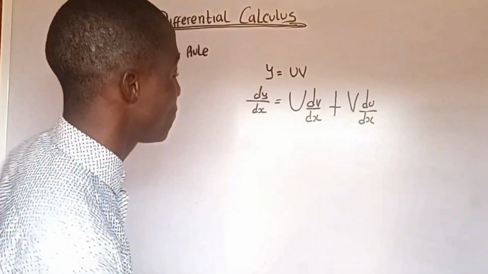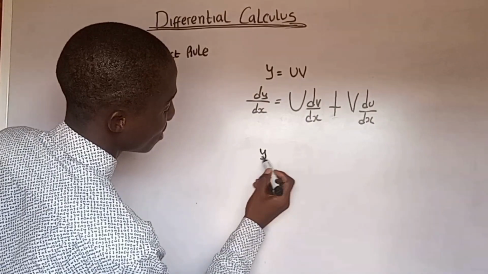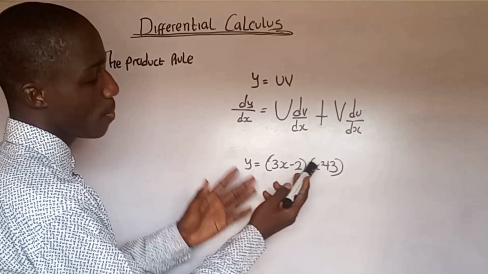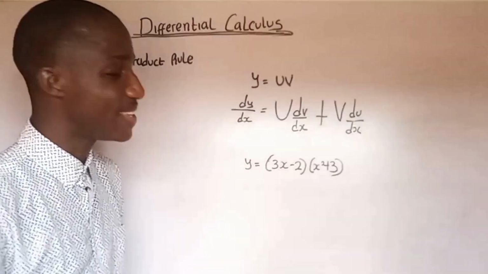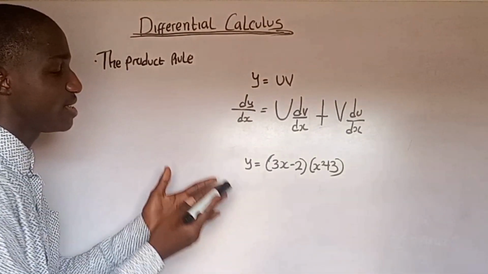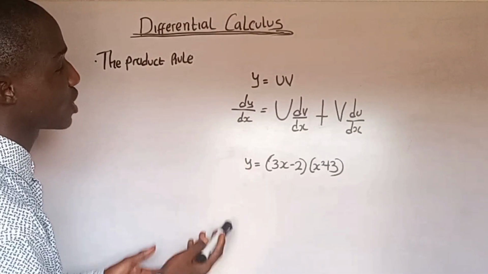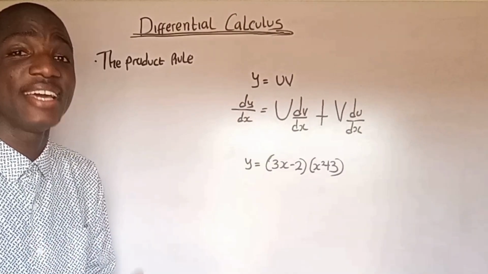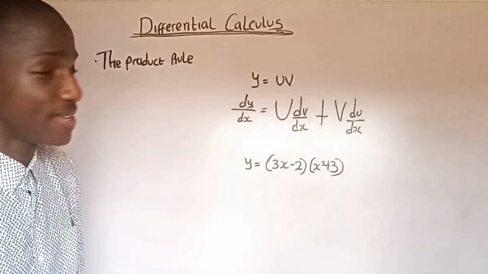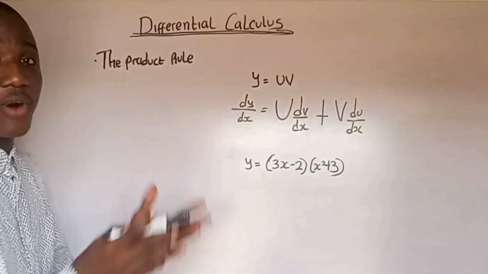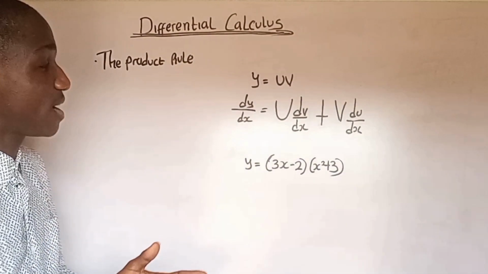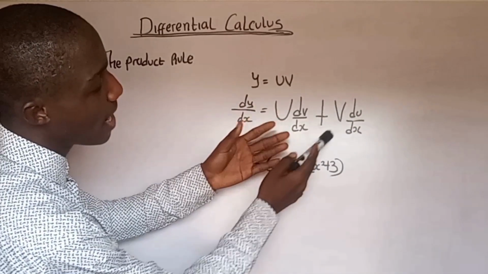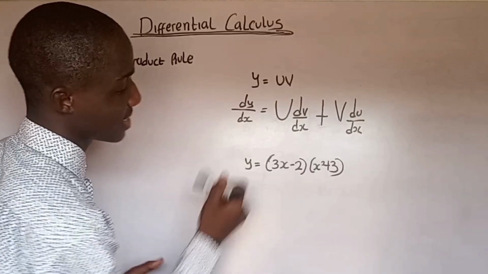Let's assume that we are given y is equals to (3x minus 2) into open bracket x squared plus 3. How do we find the differentiation of this function using the product rule? The first thing to do is to identify your u and v. Don't forget that from the product rule formula, we have u dv over dx plus v du over dx.